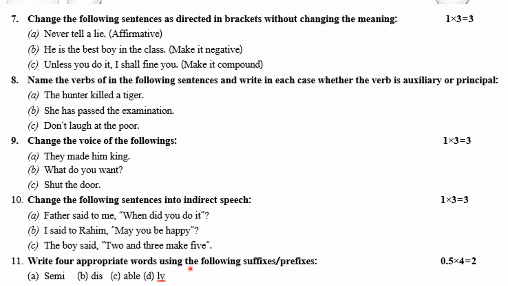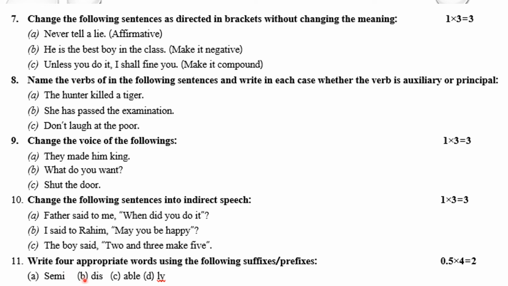Number 11 question. Write 4 appropriate words using the following suffixes, prefixes. These are the suffix, prefixes, synonym, antonyms. By practicing this topic, we can enrich our vocabulary power, and there are some examples to complete the answer. Semi, and you have to use suffix or prefix. Semi vowel, semi-final, semiconductor.